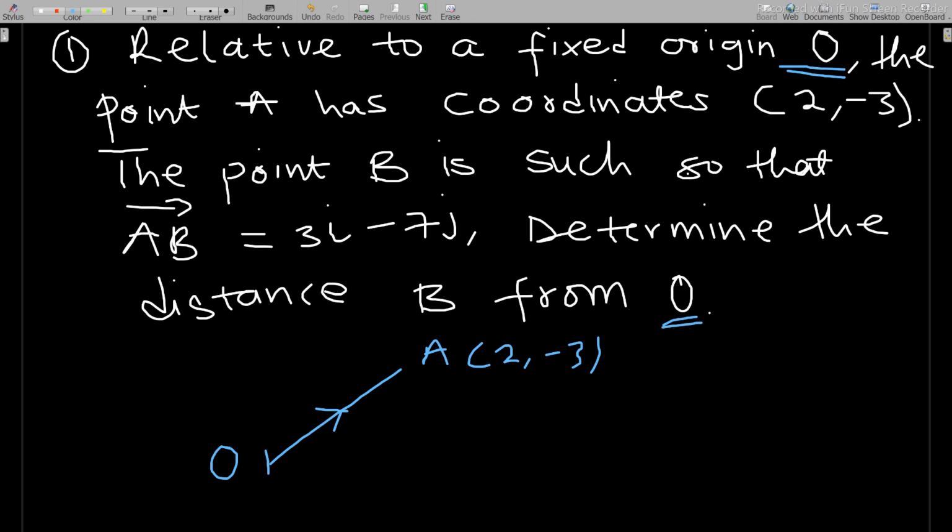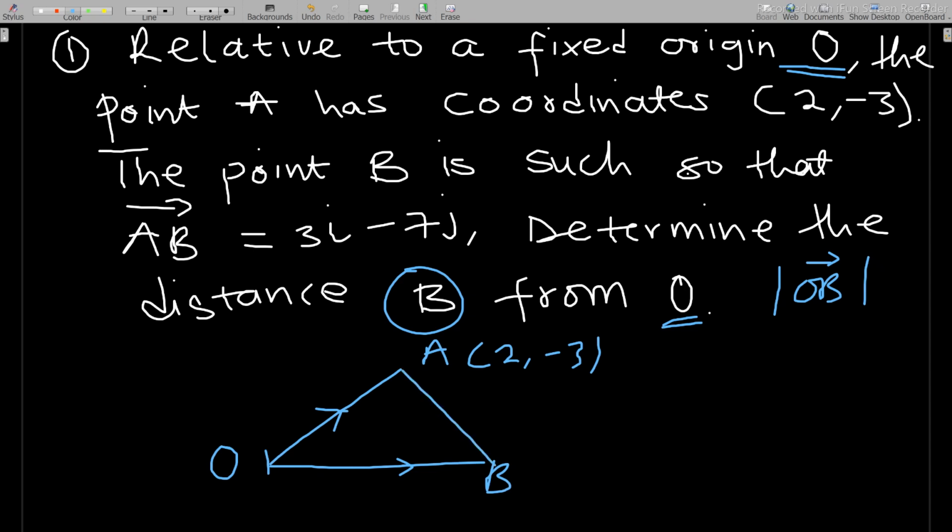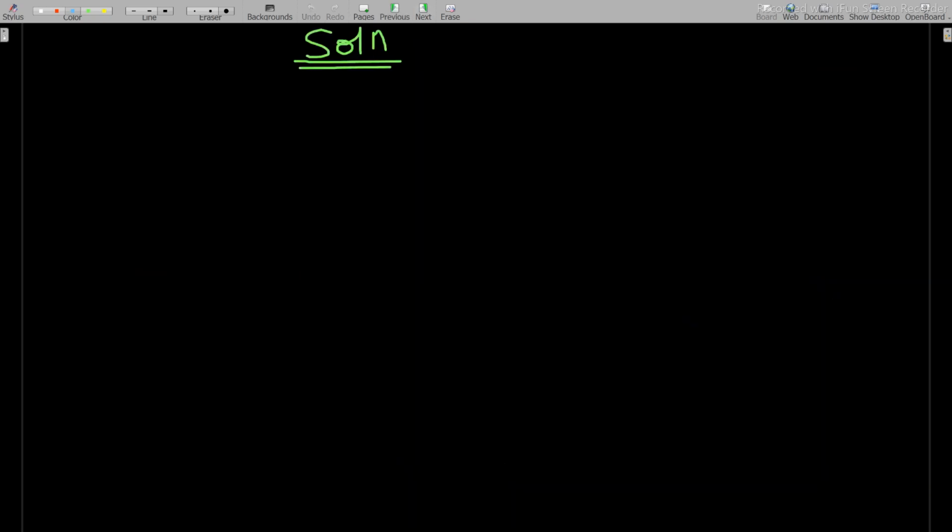So this is what we want to find: the distance OB. The distance means the same as the magnitude, so we use the idea of magnitude here. Say B is somewhere here, and we've been given AB. This means that A is moving to B, from A to B. If I go to the next page, we'll draw the actual thing.